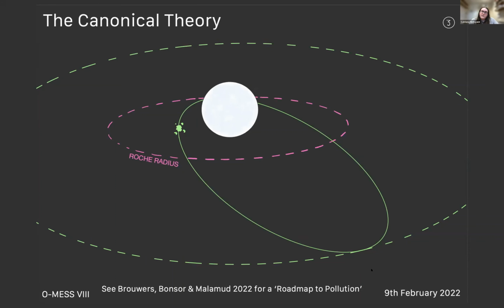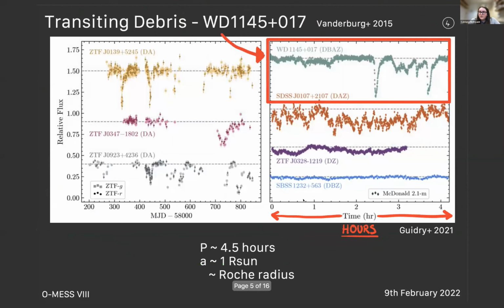I just want to say, Brouwers, Bonsor and Malamud released a paper earlier this year which gives a very detailed roadmap to this pollution. So please have a look at that if you want any other ideas about this canonical theory. This canonical theory quite nicely matches up with the first transiting debris system we observed back in 2015. I've highlighted the light curve for this observation in red in this top right-hand corner here.